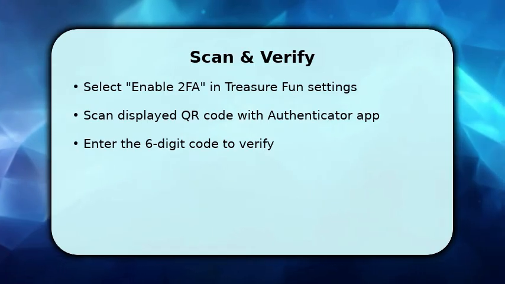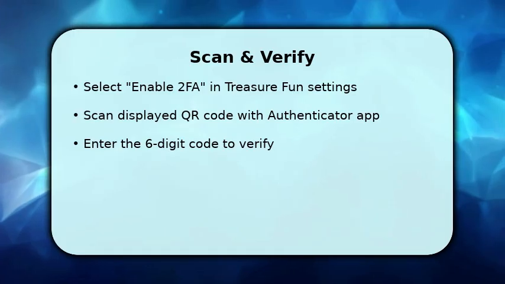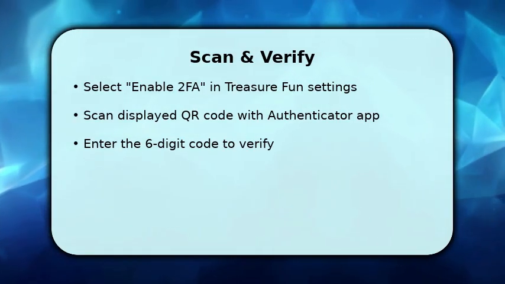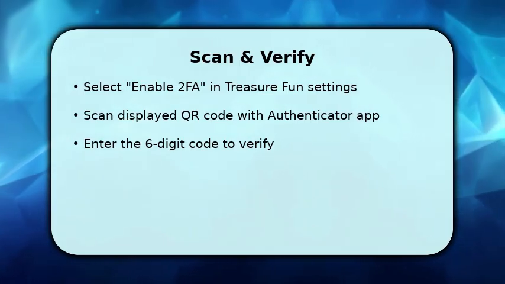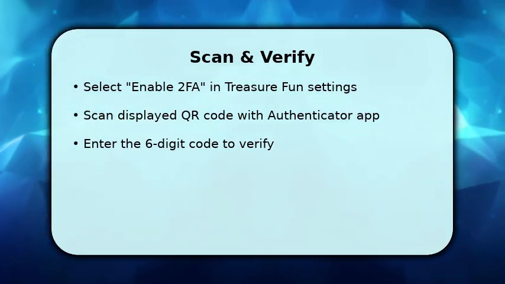After adding, Google Authenticator generates a 6-digit code that refreshes every 30 seconds. Quickly type that current code into Treasure Fund's verification field and submit. If it accepts the code, the link is active. Make sure to save any offered backup codes immediately.